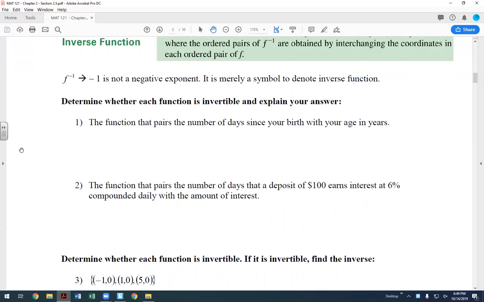Number of days since you were born and your age in years. Not sure when we work with decimals. How old are you? I am 15. 15? Raylan, how old are you? 20. Okay. Anybody else here who is 15 or 20?